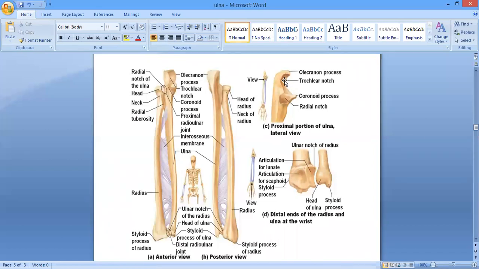So the first concavity is the trochlear notch and the other one is the radial notch. Now we'll talk about these parts one by one. First of all, we'll talk about the olecranon process. The olecranon process is a larger one. It's a large, thick, curved eminence present at the posterior part of the bone.